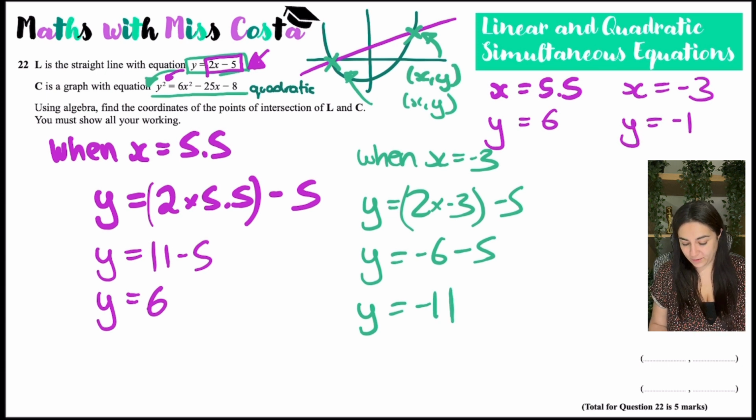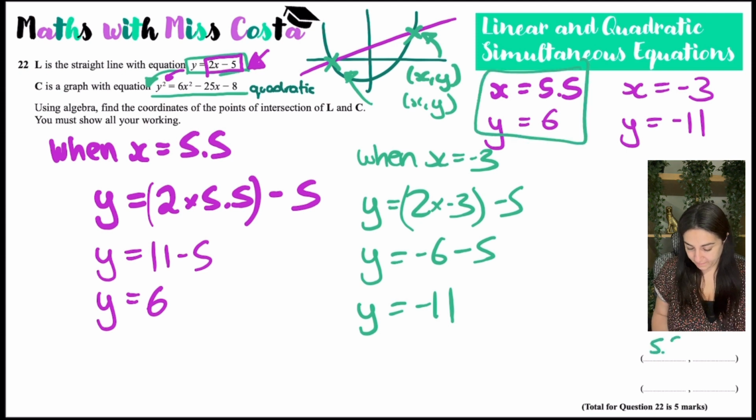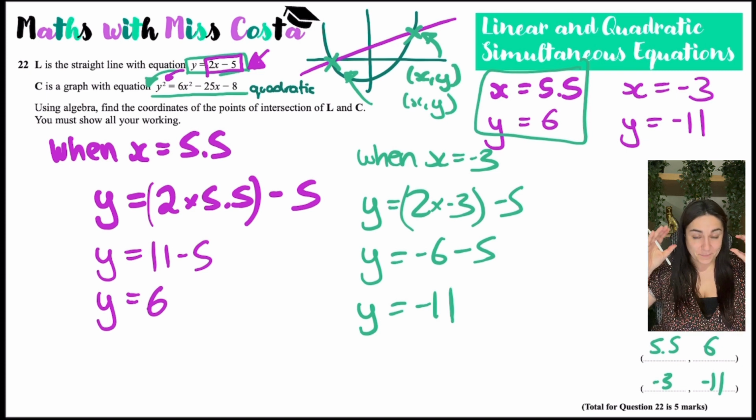And there we have it. We've got our two sets of coordinates. As you can see in your answer, you've been given two sets of coordinates. So we write it as this set, 5.5, 6, and negative 3, negative 11. And that's how you've solved your equations. So super simple: plug the linear into the quadratic, expand and rearrange your quadratic so it's equal to 0, factorize it, get your solutions for x, then plug the solutions for x back into your linear equation, and then you've got your answer.